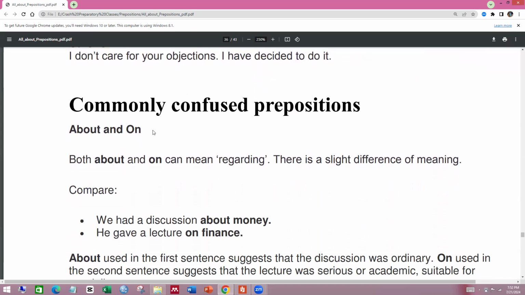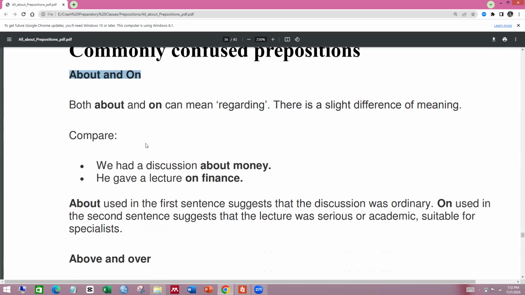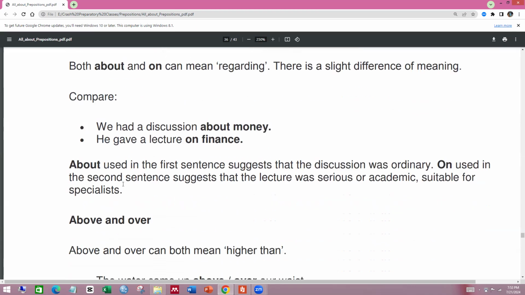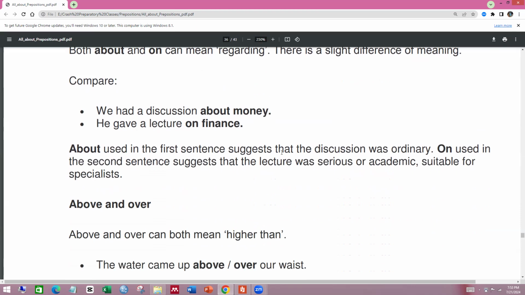आगे है commonly confused prepositions. About and on. Both about and on can mean regarding. इन दोनों वर्ड्स की मीनिंग हो सकती है रिगार्डिंग. There is a slight difference between them. We had a discussion about money. We gave a lecture on finance. About used in the first sentence suggests that the discussion was ordinary. On used in the second sentence suggests that the lecture was serious and academic.